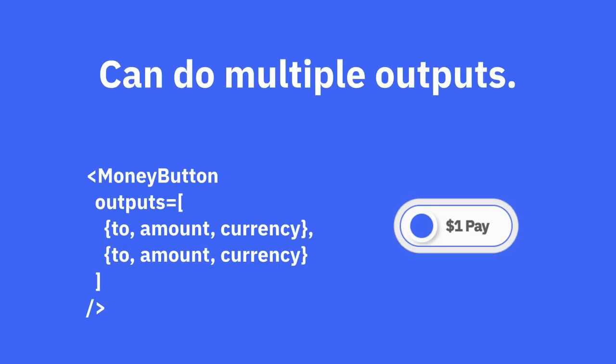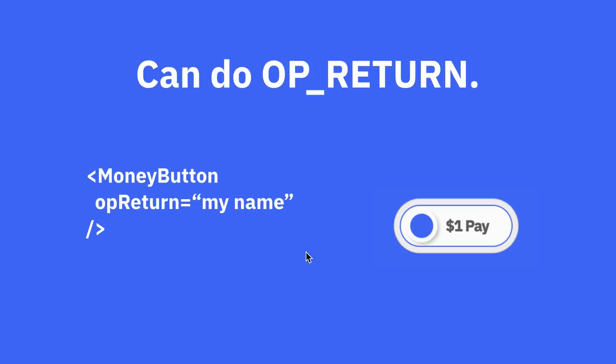So you can do a bunch of things with Money Button. I'm going to go over the basic features of Money Button. Not only can you send an amount, but you can actually access the multiple outputs of the transaction, so you can send to multiple different people at the same time. You can also do op return. You can pass op return data directly into Money Button, and then when you make a payment, that data is posted to op return with the transaction.